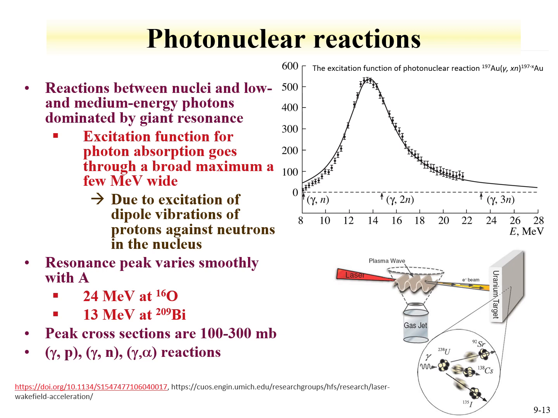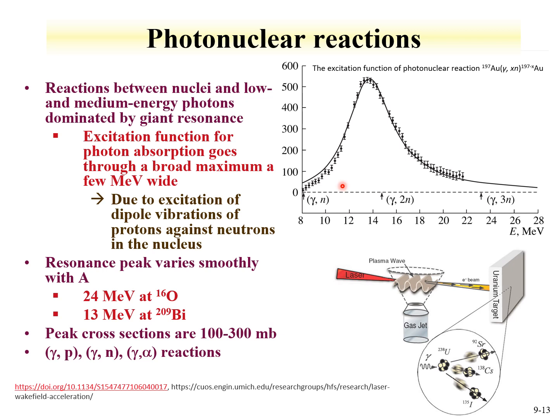Now, it's also possible to have nuclear reactions using photons. And these reactions between nuclei and low and medium energy photons are dominated by a giant resonance. These excitation functions for the photon absorption go through a pretty broad maximum, a few MeV wide, shown here for the reaction of photons on gold-197. This is due to the dipoles that can set up within the nucleus between protons. One thing about the values here is that they are in millibarns, so photon reactions tend to have cross sections on the order of 500 millibarns.